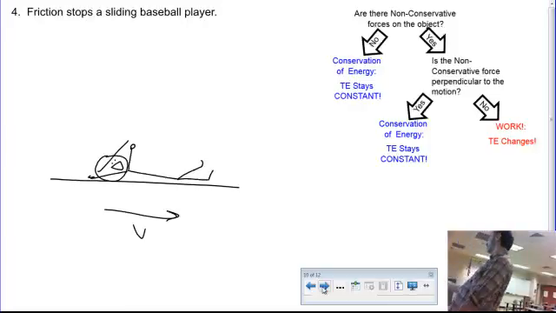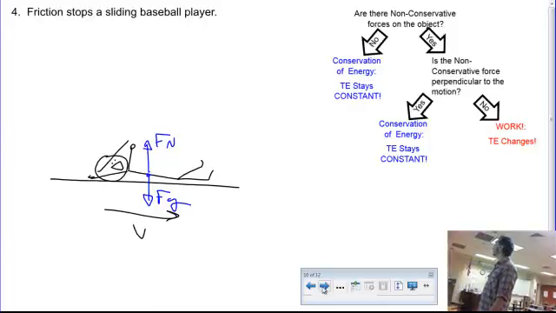All right, so he's sliding along the ground. I think there are 3 forces acting on him, right? Gravity is pulling him down. That's conservative. Normal force, the ground is holding him up so that he doesn't fall. So that's non-conservative, but it's perpendicular, so we're still in conservation of energy land, right? Okay, but friction, oh, that's a non-conservative force.